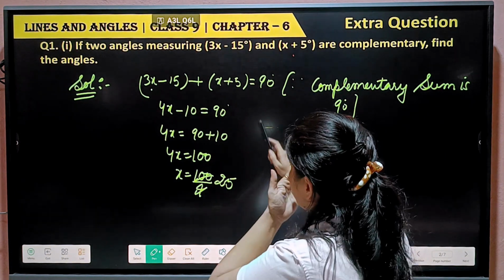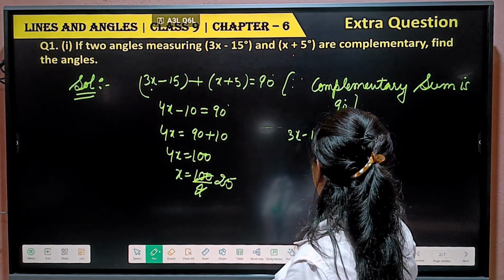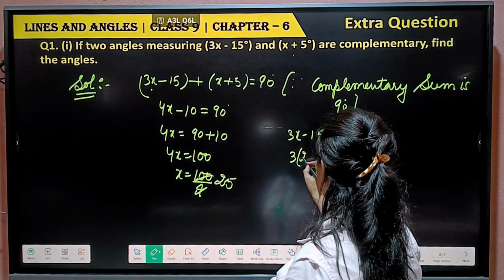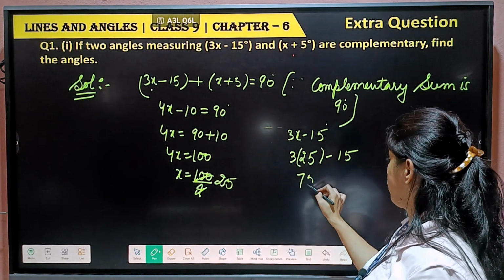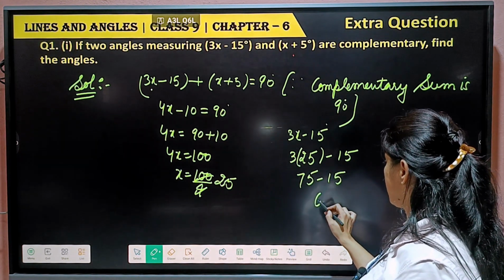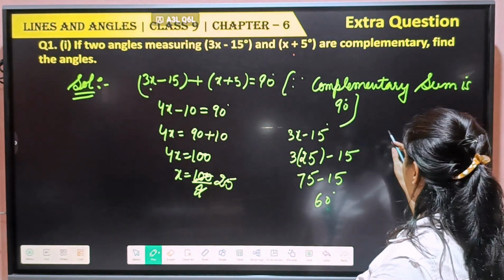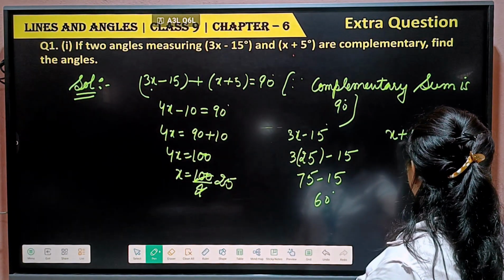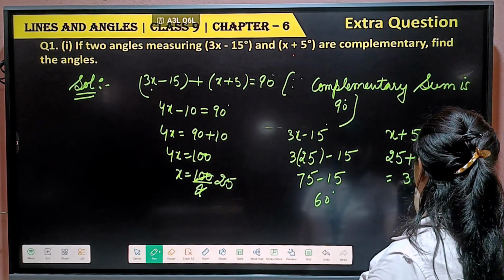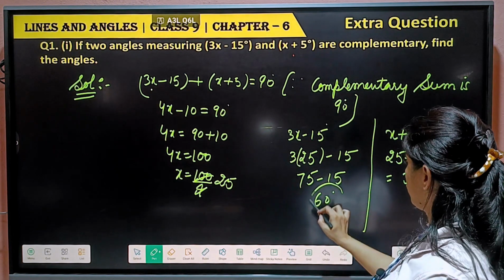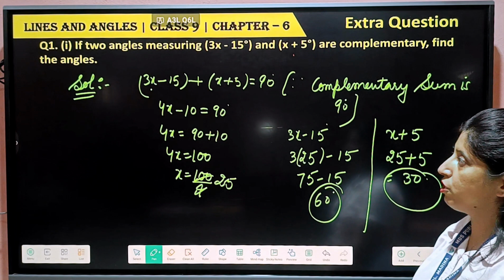Now we have to find these two angles. So the first angle is 3x minus 15 degrees. 3 into x value 25, minus 15. 25 threes are 75. 75 minus 15 is 60 degrees. So the first angle is 60 degrees. Second, x plus 5. x is 25. 25 plus 5, that is 30 degrees. So two angles came. One angle is 60 degrees, the other angle is 30 degrees. That we have to tell, the two angles.